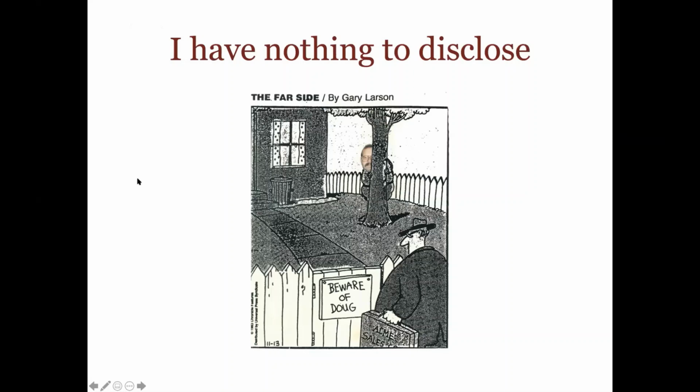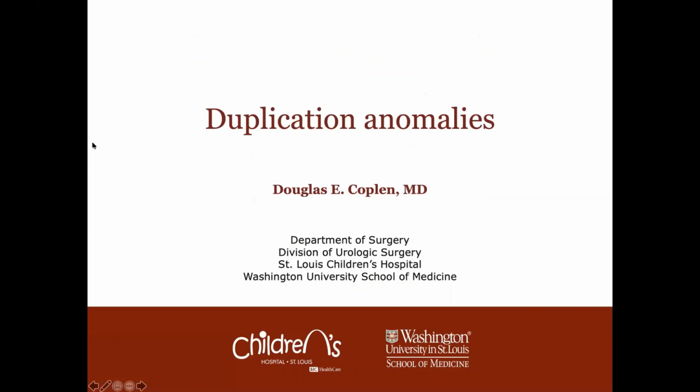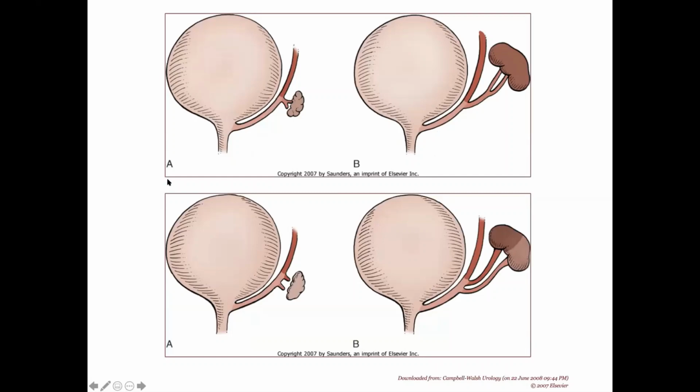So we're going to talk about duplication anomalies, and I think the first slide is my disclosure slide that says I have nothing to disclose. You can go to the next slide, and then the next slide. So just a little bit of embryology at first.